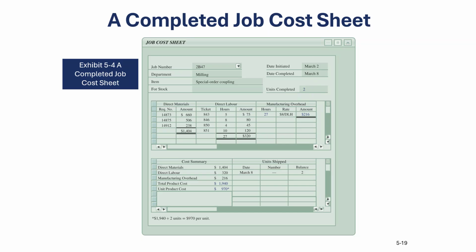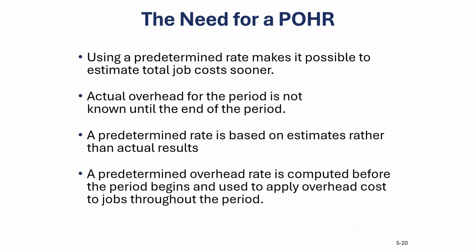So what you do is you take the cost for that job and divide it by 2 to get an average unit price. This was a special order of couplings that were created. If there was only one unit, that would be the cost for that job. But since this job produces 2 units, we calculate the average cost per unit by dividing by the number of units, and that would be $970 per unit for that job.